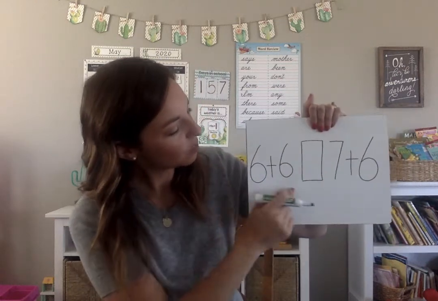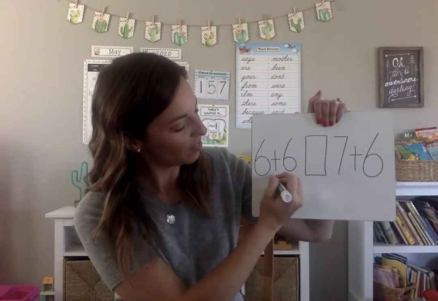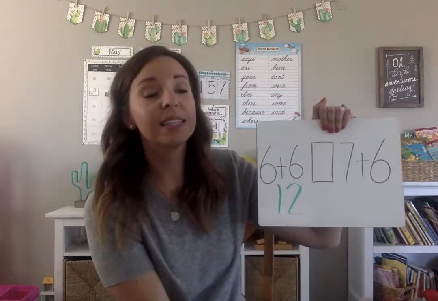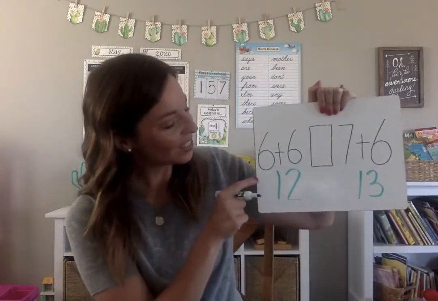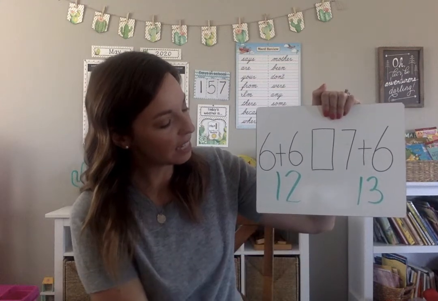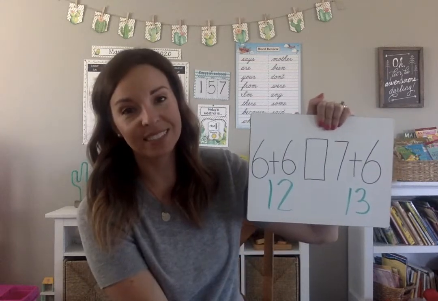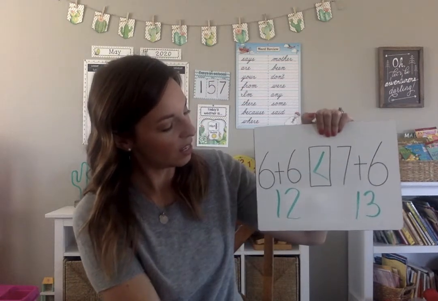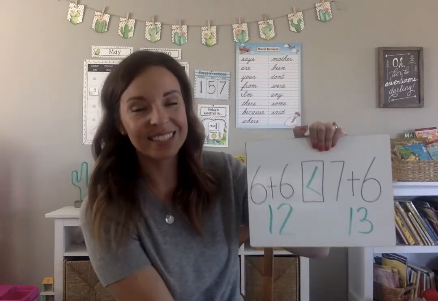All right, first let's look at 6 plus 6. 6 plus 6 equals 12. 7 plus 6 equals 13. A lot of 12s and 13s today. All right, so is 12 greater than 13? Is 12 less than 13? Or is 12 equal to 13? 12 is less than 13. So that means that 6 plus 6 is less than 7 plus 6.